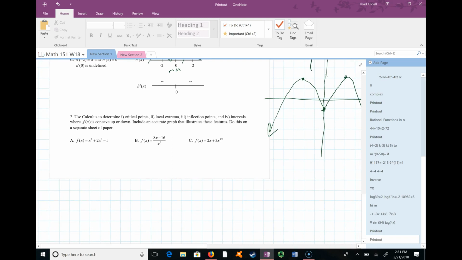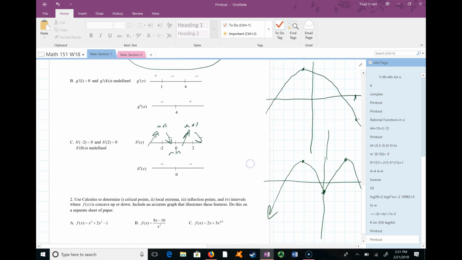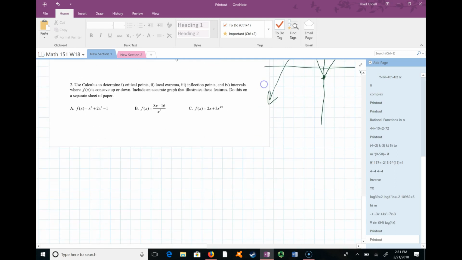Now, this is where you're actually going to use calculus and algebra to find this. So these were just the information given to you on this little chart. So what you're going to do is take the derivative, set equals 0, and make these charts. So if we do the first one real quick, f prime of x is equal to 4x cubed plus 6x squared, and the derivative of negative 1 is 0.